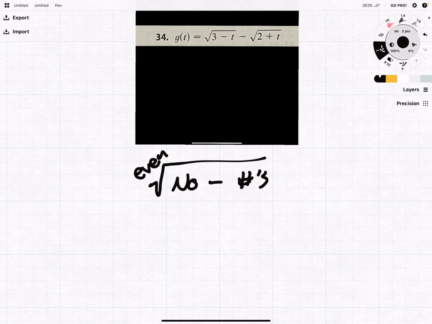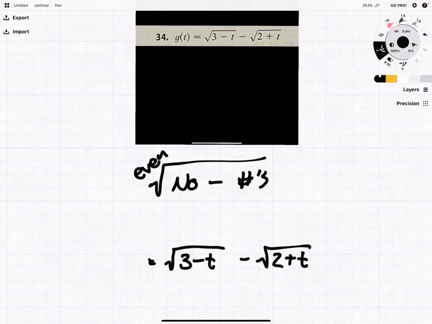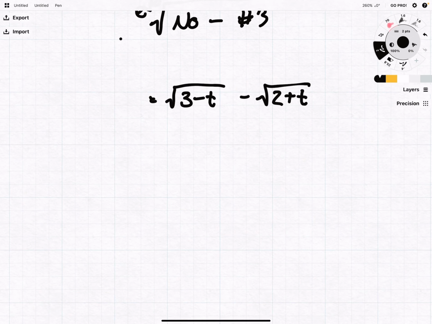Okay? So we have two radicals here. We have 3 minus t, and this is minus 2 plus t. So the first thing that we should do in math if we have a little bit more complicated of a problem is we know we can't have a negative number under this radical. And so in order to find what the domain is, I always think it's good to find what it isn't first.